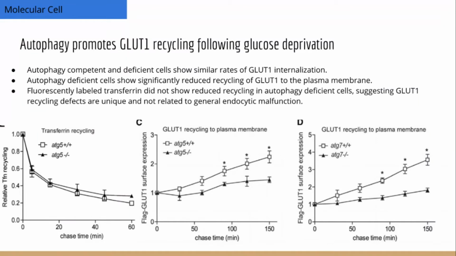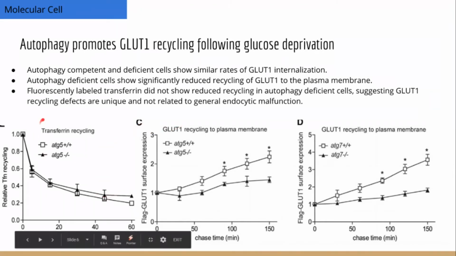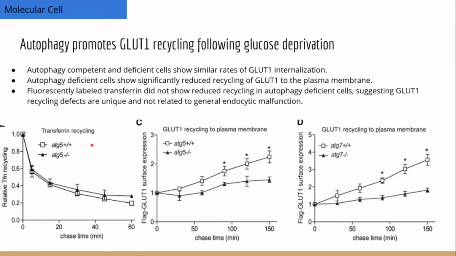The next question is general recycling and the endocytic machinery that moves these kinds of transporters around in the cell. And so they actually decided to look at transferrin. Transferrin is an iron transporter that also functions through pretty much the exact same recycling and endocytic pathway, which, like GLUT1 receptors, also moves from the membrane to the endosome and then back to the membrane. And it works just fine in ATG5 deleted cells.